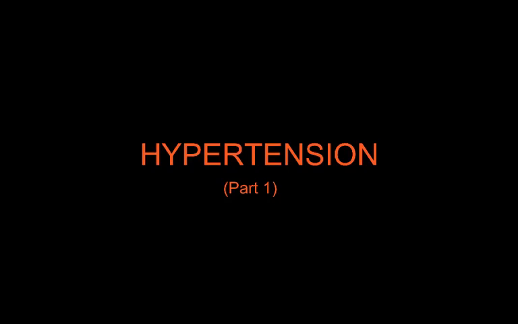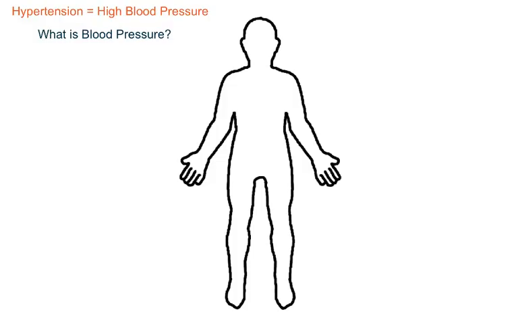Hypertension is one of the most common conditions seen in primary and secondary care. It is a term used to describe high blood pressure. But first, let's discuss what is blood pressure.